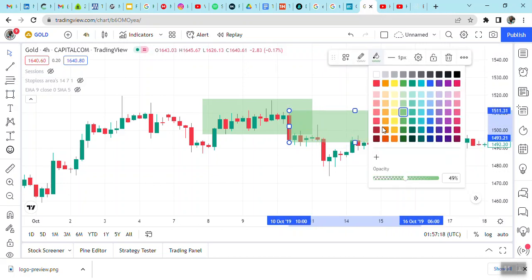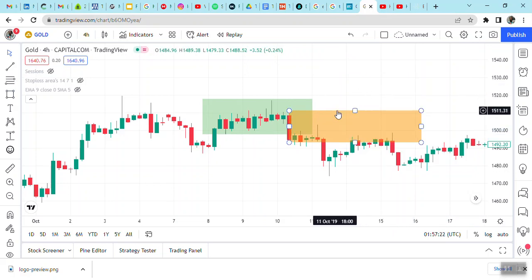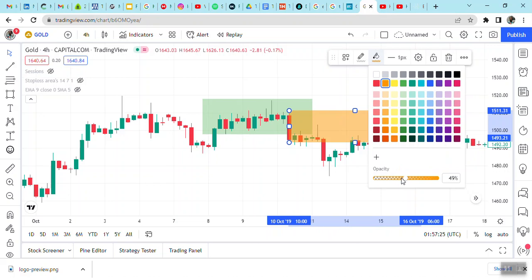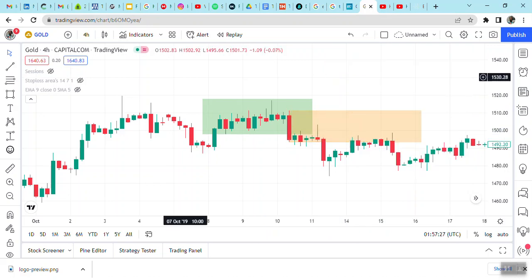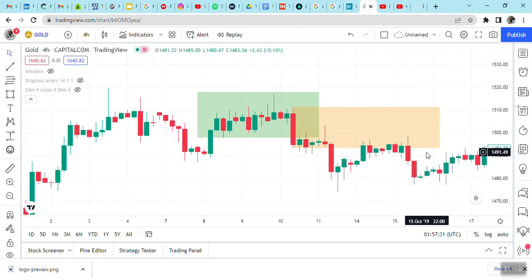I can change the color to whatever color I want. So let's change the color. Let me reduce the opacity. Let me zoom it in for us to see. So this yellow boundary box is drawn from the top wick of the breakout candle to the bottom wick of the breakout candle.